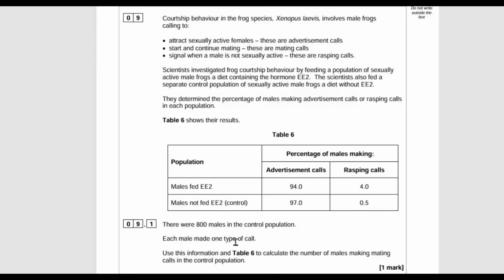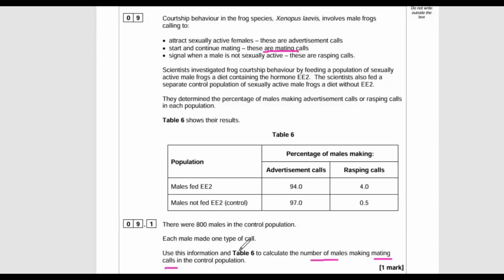Okay. 9.1, there were 800 males in the control population. Each male made one type of call. Use this information in Table 6 to calculate the number of males making mating calls in the control population. So pause the video, have a go at this calculation. Right, I'm going to go through it. So let's have a little look. Now, what you can see from this, they want us to calculate the number of males making the mating calls. Well, we've got the advertisement data and rasping, but we don't have the data on mating.